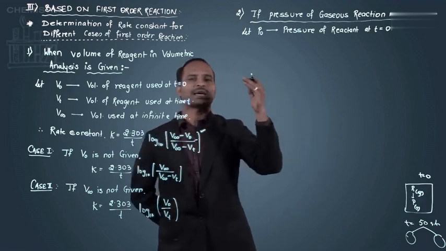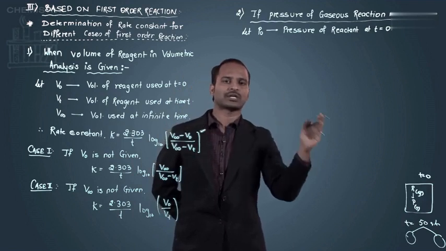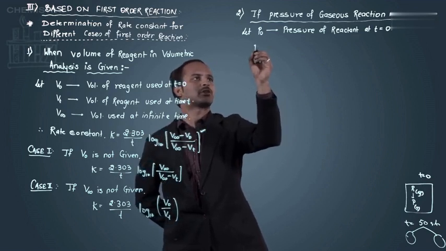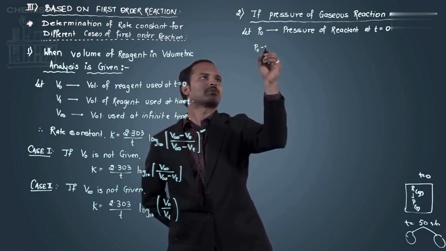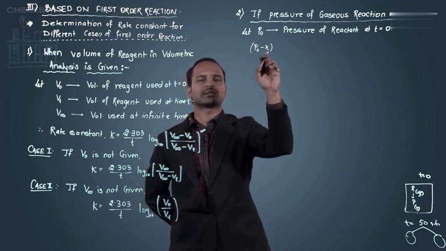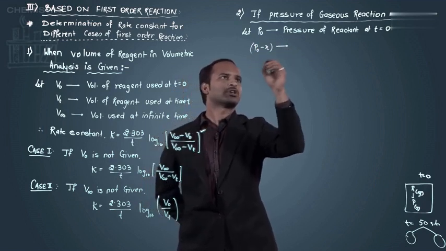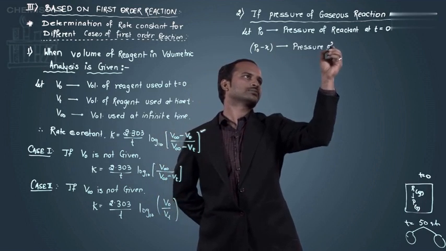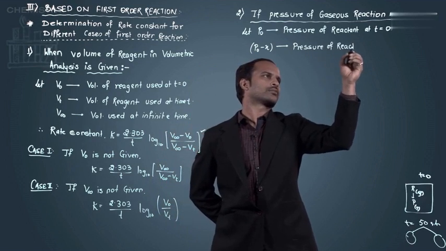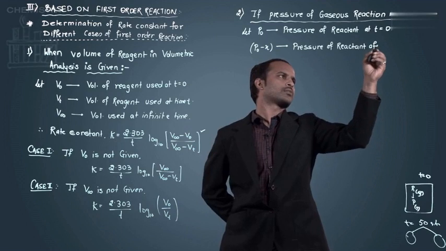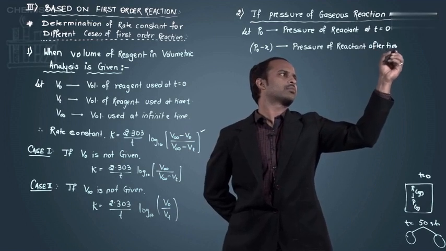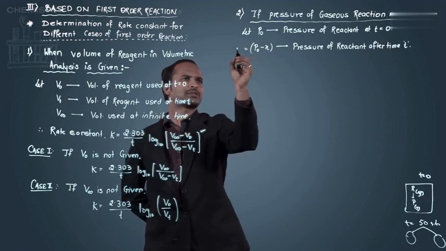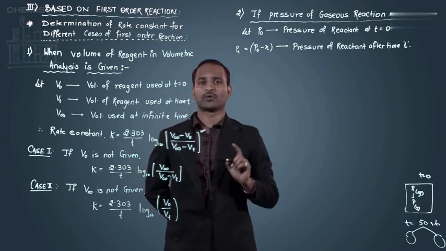So how much? Suppose X is the amount of pressure which has decreased due to the decrease in the amount of reactant. So I can say P naught, suppose X is removed, so P naught minus X. What is X? This is the decrease in the pressure after time t. So P naught minus X is the pressure of the reactant after time t, which I'm just writing as Pt, small t.